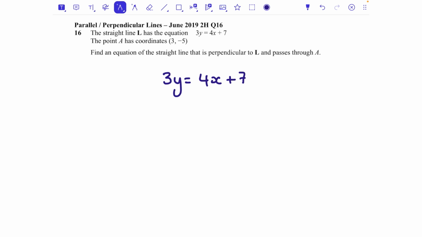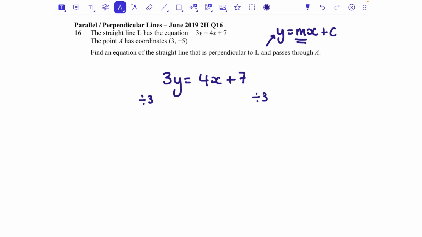And the gradient is normally the number in front of the x, but only when it's in the form y equals mx plus c. So in order to look at this number and see that it's the gradient, that y needs to be the subject of the formula. And here we don't have that. We've got 3 lots of y. So I'm going to divide both sides by 3 to begin with.